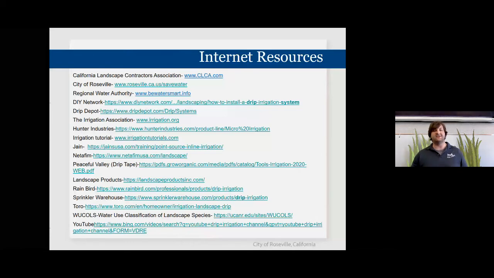So, internet resources. We talked a lot about different products, different places to go, different things to use today. This is a great source of different internet things on here. It has all the different products, has the WUCOLS guide in there. So please make use of this to figure out what you're going to do to optimize your landscape irrigation.